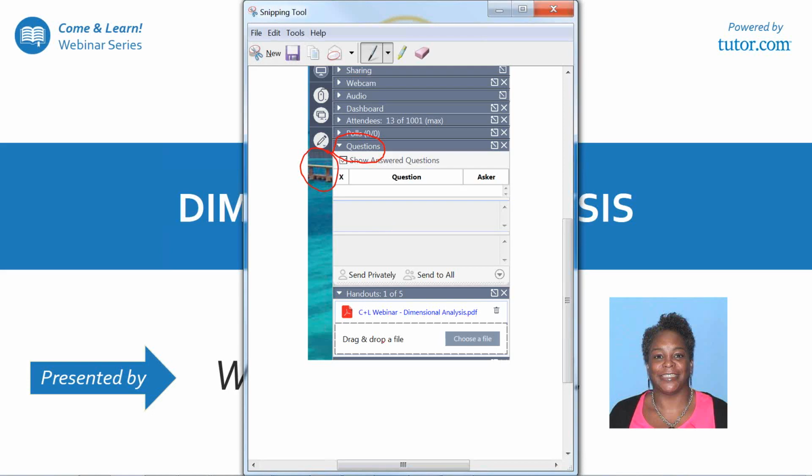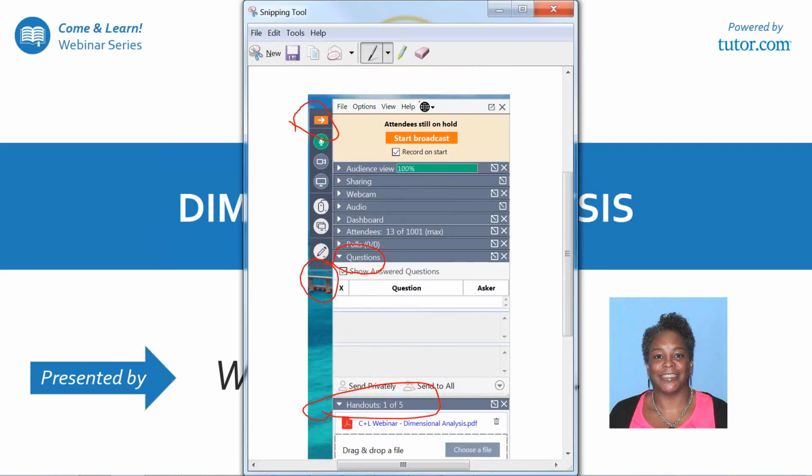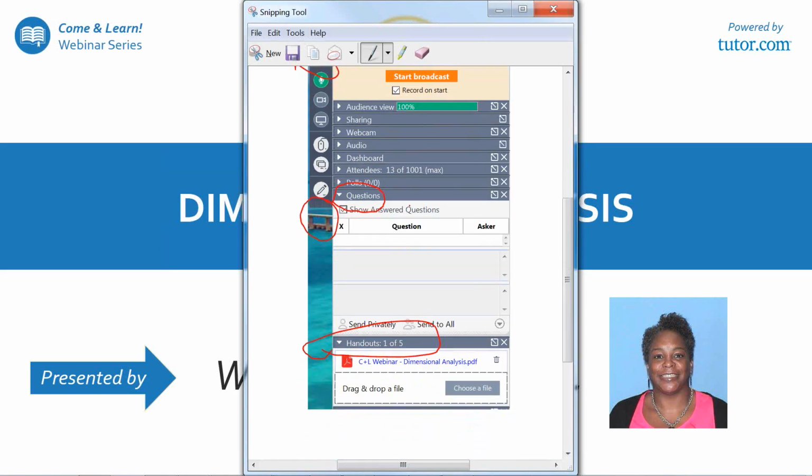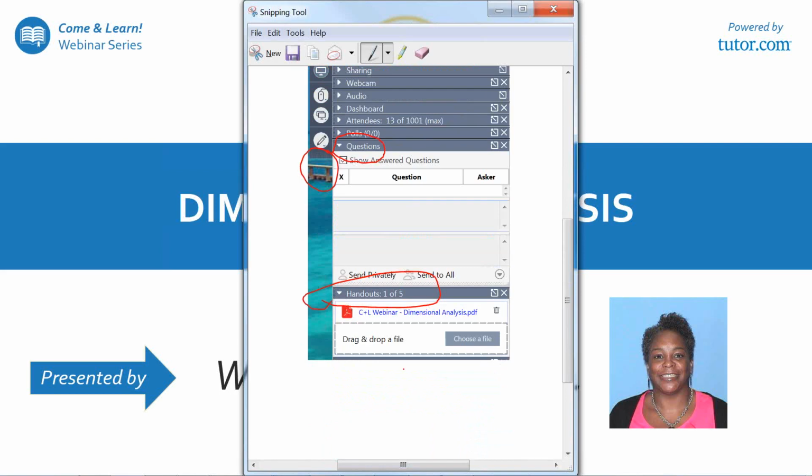into the lesson plan. You should also see a section called handouts. If you don't see handouts, go to the top and click view, and under view, there should be a handout option for you. Once you have expanded the handout option, you'll see that we've uploaded a PDF version of the presentation today. If you would like a copy, just click on the name here, the C+L webinar, Come and Learn webinar, and that should download to your computer for you.